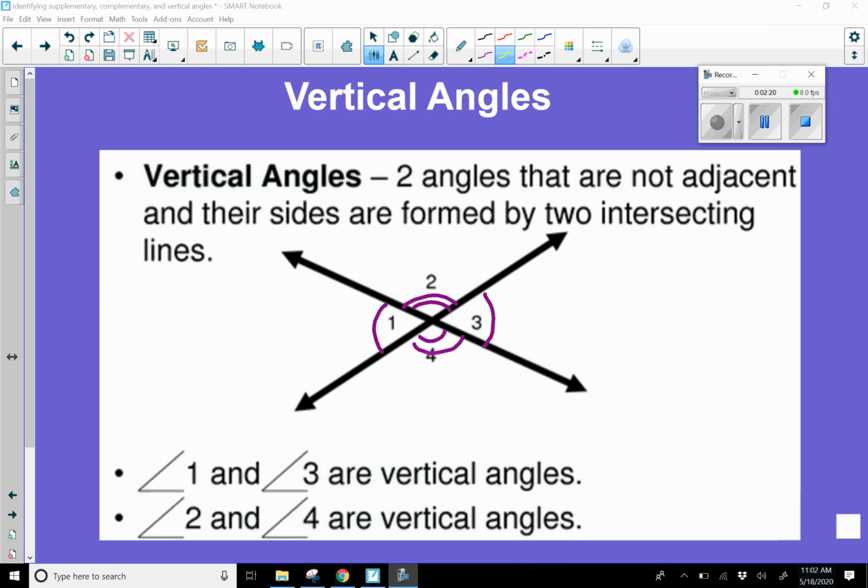Your vertical angles are two angles that are not adjacent. Adjacent means that they are next to each other, and their sides are formed by two intersecting lines. So here in this diagram, you can see I have two intersecting lines. So angles 1 and 3, they're directly across from each other, and they would be congruent or equal to each other. They would be a pair of vertical angles. And then angles 2 and 4 are directly across from each other and would also be congruent or equal to each other. Those would be another pair of vertical angles.